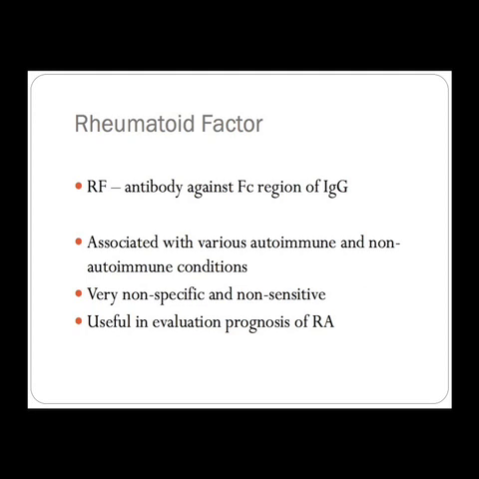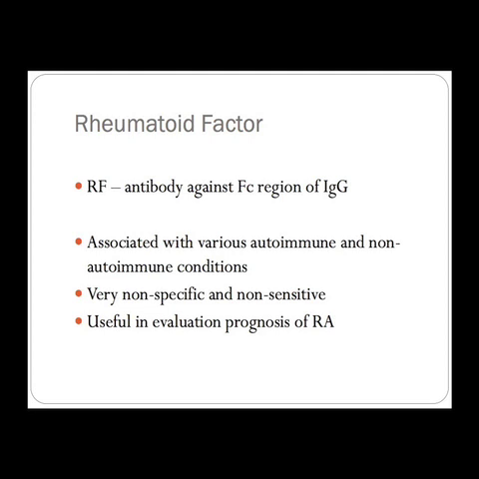Lastly, I'm going to look at complement and rheumatoid factor. First of all, let's get rheumatoid factor out of the way. Rheumatoid factor is a bit of a misnomer. It's actually an antibody that's directed against the common Fc region of human IgG and is associated with a wide variety of autoimmune and non-autoimmune conditions, and is a very common finding in the elderly.